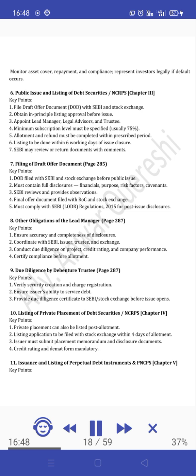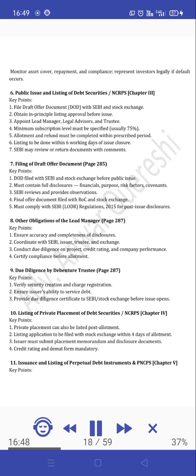8. Other obligations of the lead manager, page 287. Key points. 1. Ensure accuracy and completeness of disclosures. 2. Coordinate with SEBI, issuer, trustee, and exchange. 3. Conduct due diligence on project, credit rating, and company performance. 4. Certify compliance before allotment. 9. Due diligence by debenture trustee, page 287. Key points. 1. Verify security creation and charge registration. 2. Ensure issuer's ability to service debt. 3. Provide due diligence certificate to SEBI and Stock Exchange before issue opens.